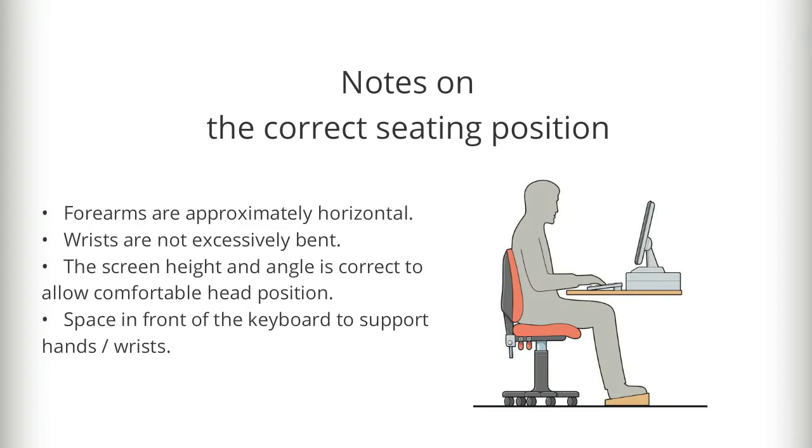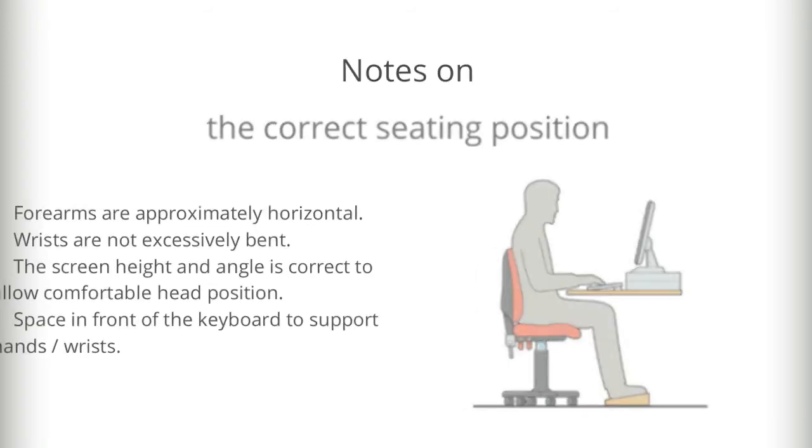Forearms are approximately horizontal. Wrists are not excessively bent, either up, down or sideways. The screen height and angle is correct to allow comfortable head position. And there is space in front of the keyboard to support hands or wrists during pauses in keying. So, that is what we're aiming for. Now, taking each of these controls in turn, the risks from DSE can be controlled as follows.